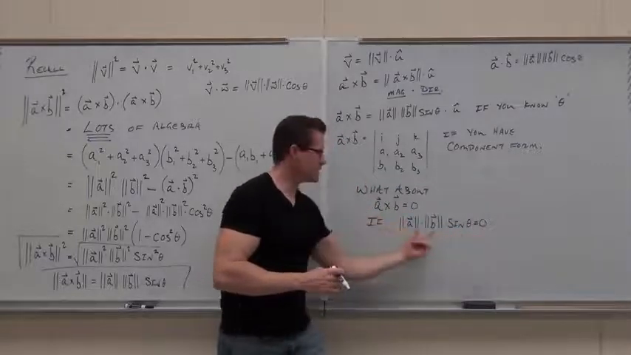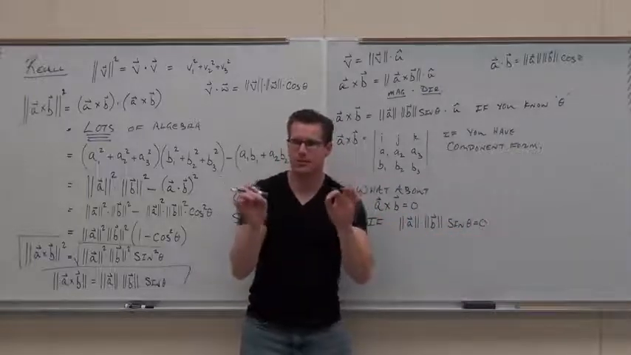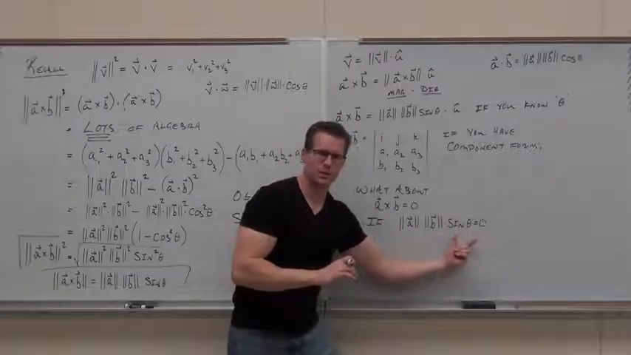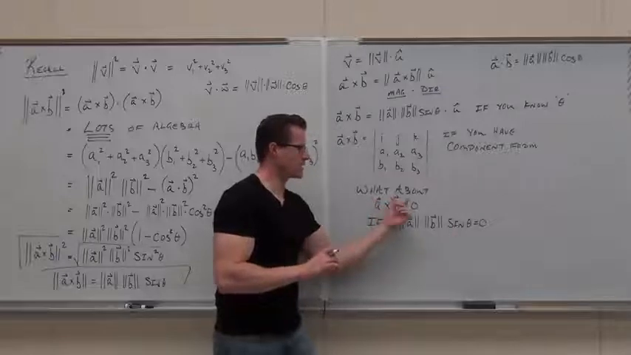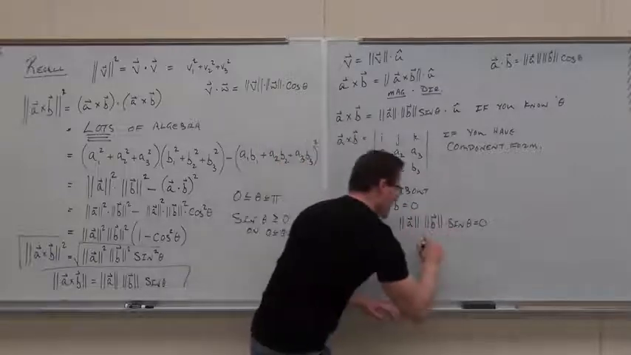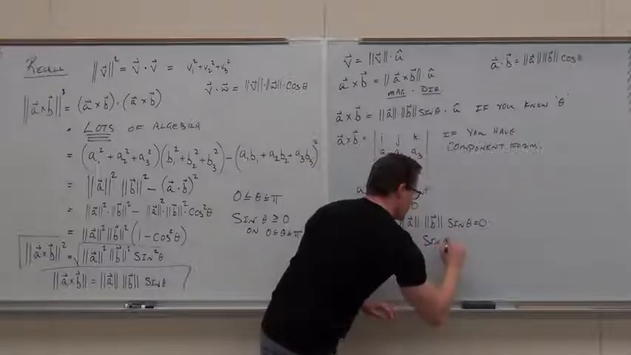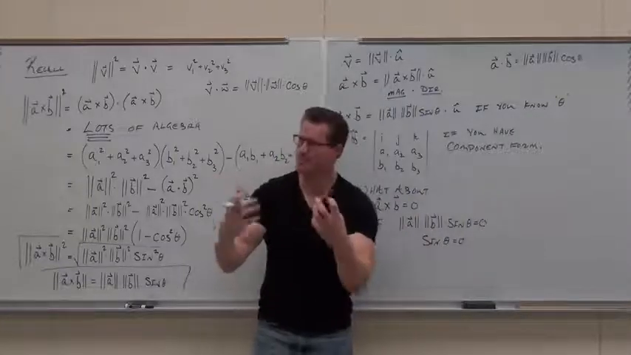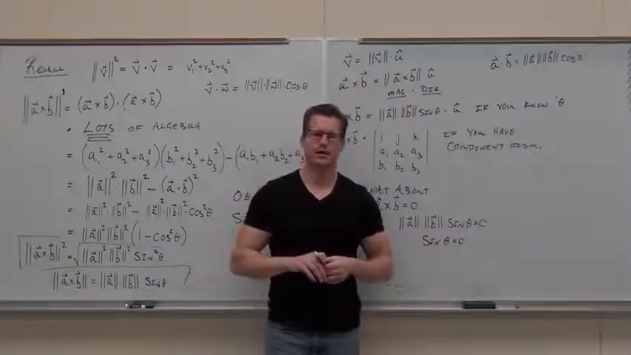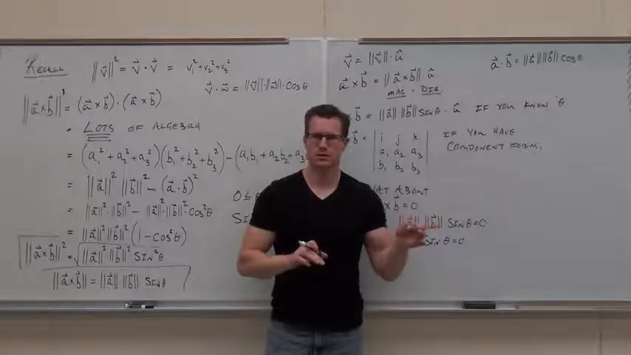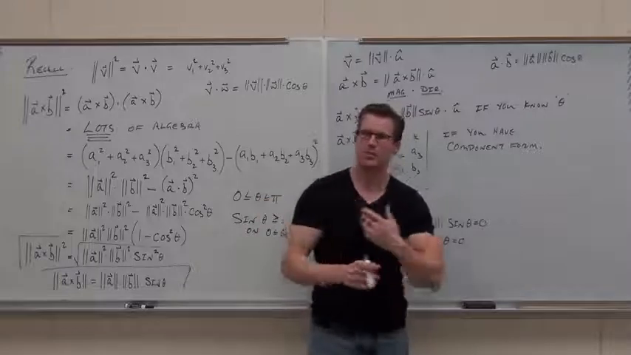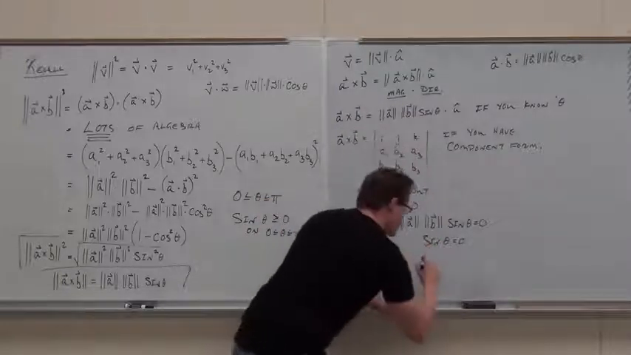But wait, if these vectors actually have length, these are not 0. It comes down to this. The cross product can only be 0 if sine is 0. Now you tell me, put it together. Where is sine 0? 0 and pi. And remember that we can go from 0 to pi, but sine is 0 there.